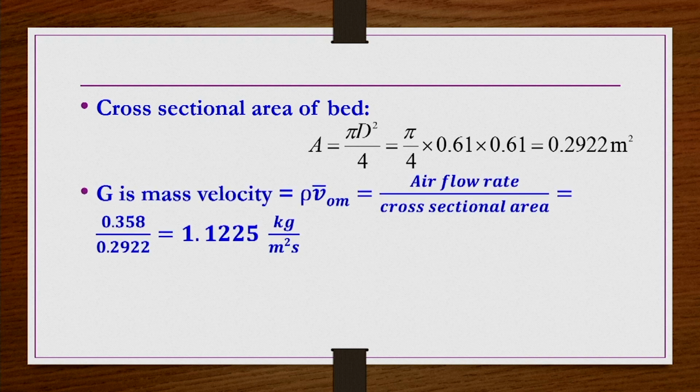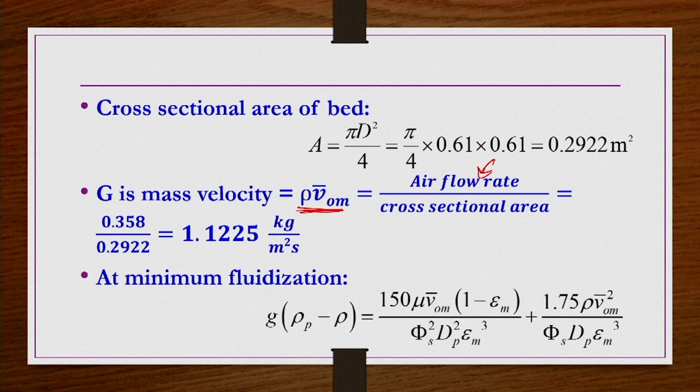Then the mass velocity G, corresponding to minimum fluidization, is given in the statement. So, rho times the velocity should be rho times the minimum fluidization velocity, because at this mass flow rate the minimum fluidization has occurred. So, air flow rate divided by the cross-sectional area gives G as 1.1225 kg per meter square second. So, at minimum fluidization condition we have this equation.